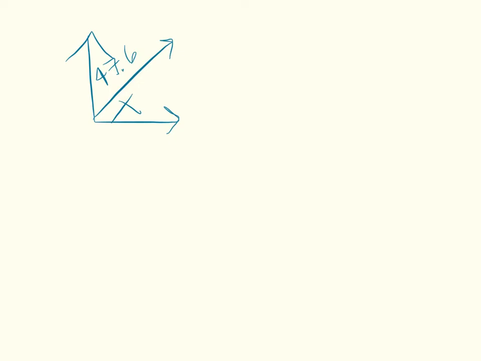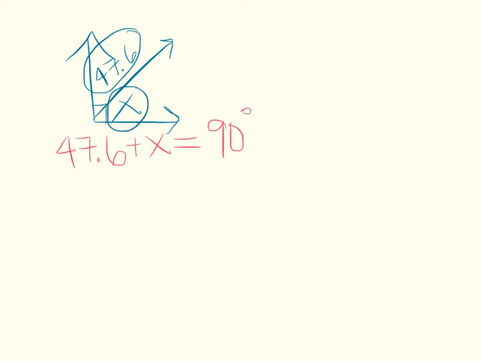If you're presented a problem that looks like this, you know that this angle is a right angle. So you know that this angle plus x has to equal 90 degrees. So you can write an equation: 47.6 plus x equals, how many degrees is a right angle? 90 degrees. And now you would just solve for x.